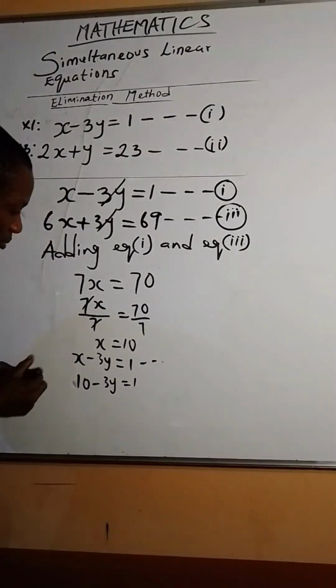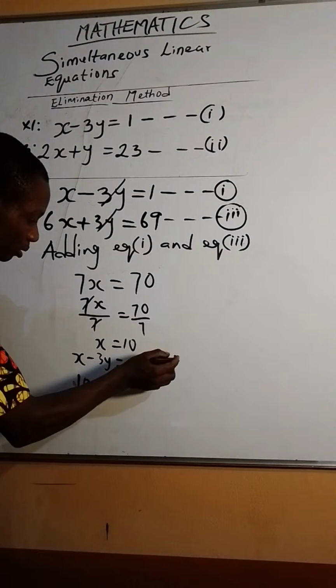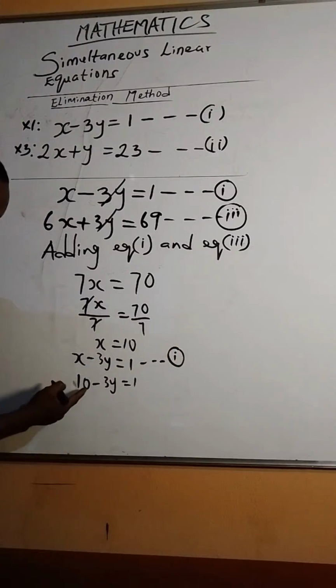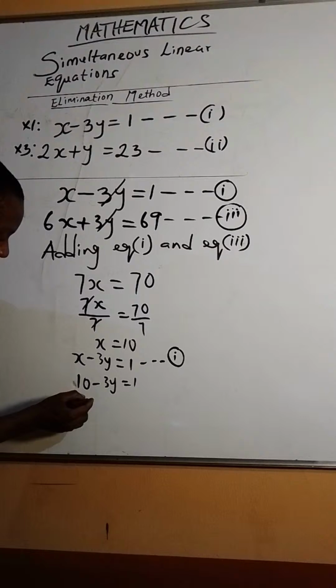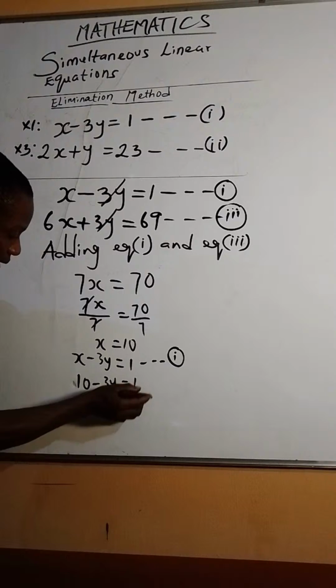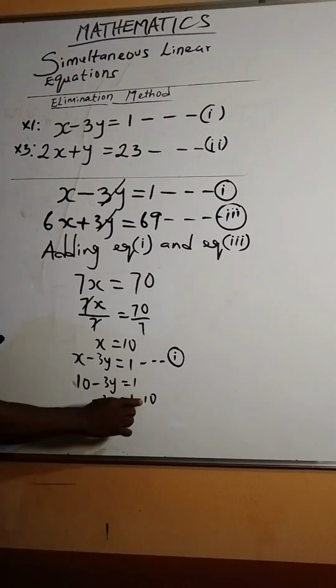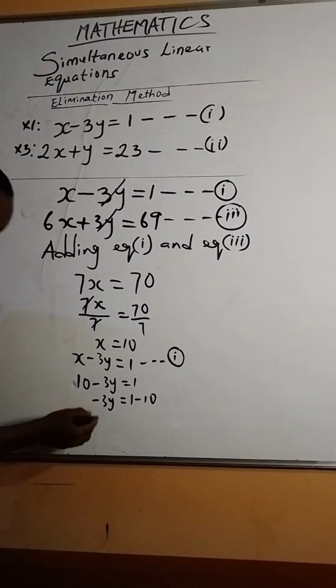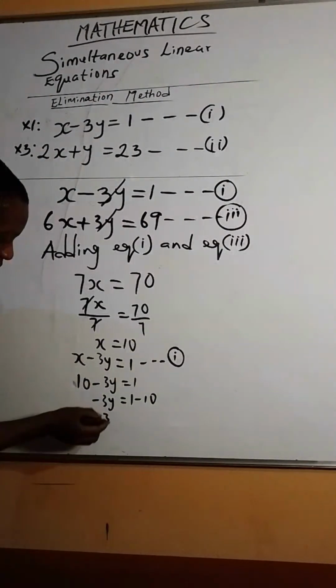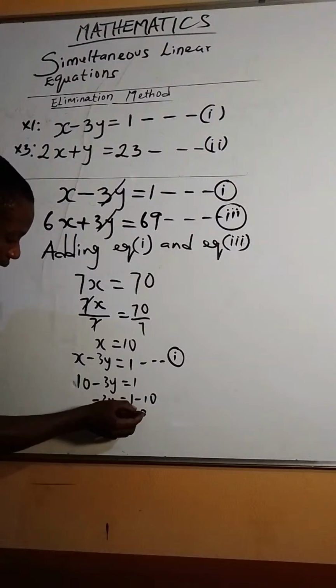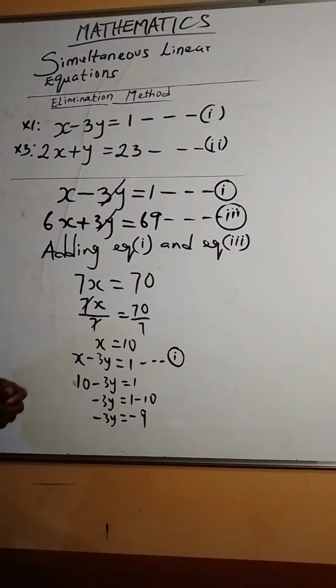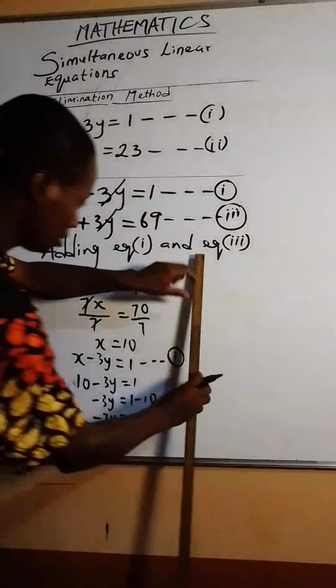So this is equation 1. Then let's take 10 to this other side. We are going to be left with minus 3y equals 1 minus 10. Okay, equals 1 minus 10. Remember, this is plus 10. When it's crossing, it changes to minus 10. And this minus belongs to 3. Okay, so that's why we have it. Then we have minus 3y equals minus 9, right?